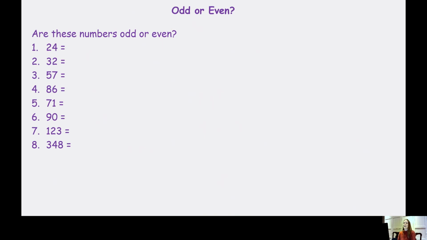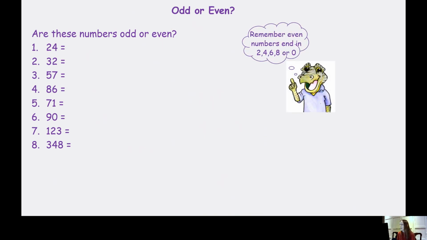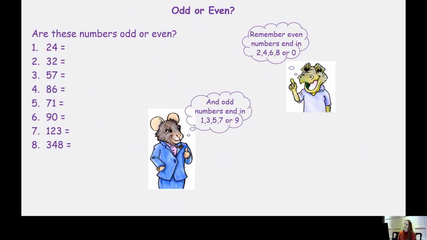Okay, so I've got another little challenge for you. Look at the numbers here on this slide. I want to know, are those ones odd or are they even? And we've got a little bit of help. I've got Cuthbert here who says, remember, even numbers end in a 2, a 4, a 6, an 8, or a 0. And a little bit more help, because we've got Maureen here telling us about the odd numbers. Odd numbers, remember, they end in a 1, a 3, a 5, a 7, or a 9. So again, have a go at pausing the video here and try to work out the answers, and then we'll come back in a minute and mark to see how you've got on.